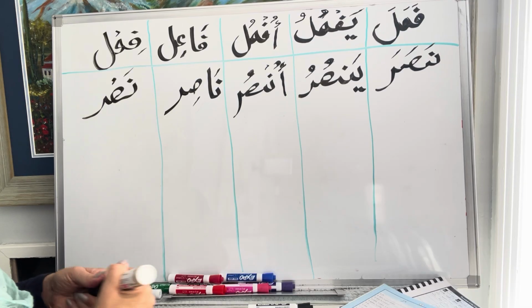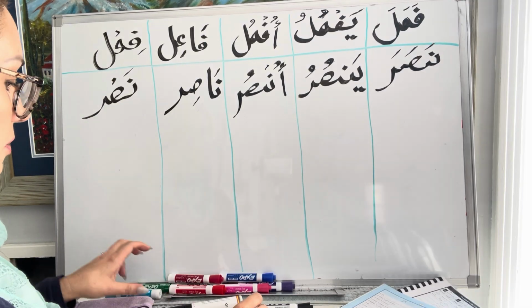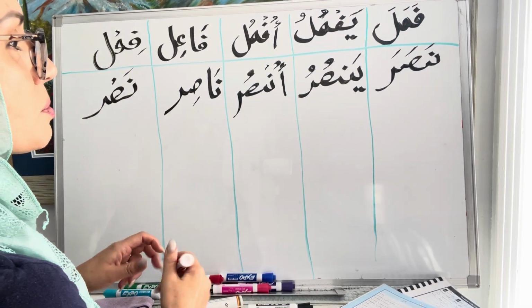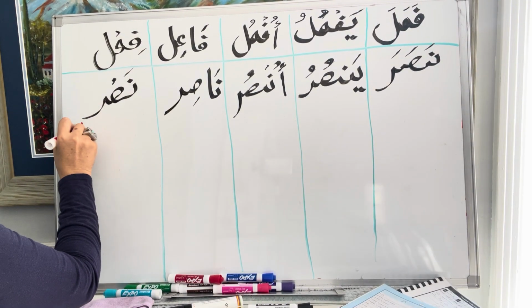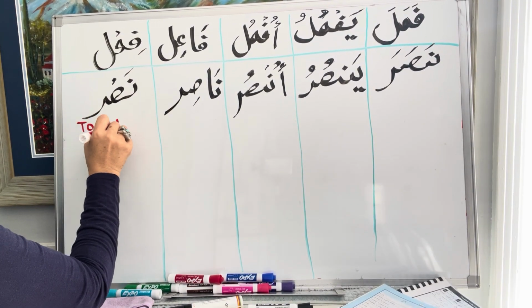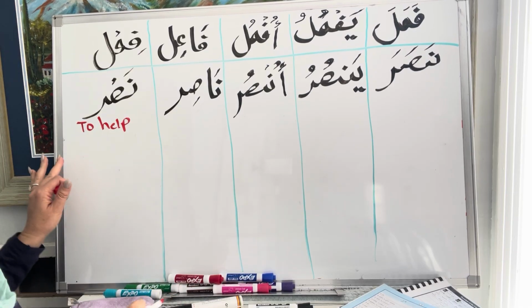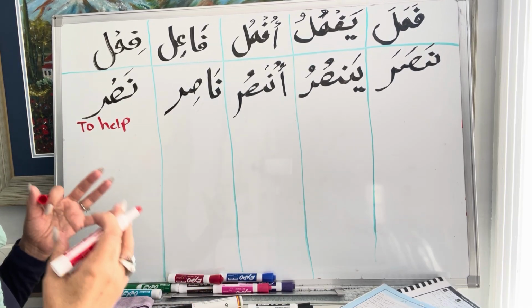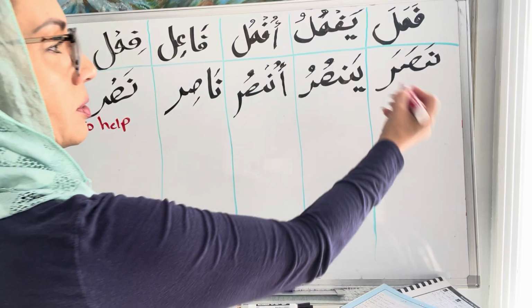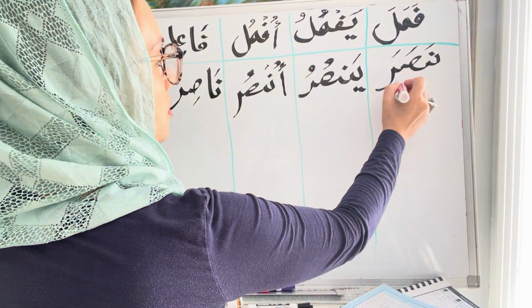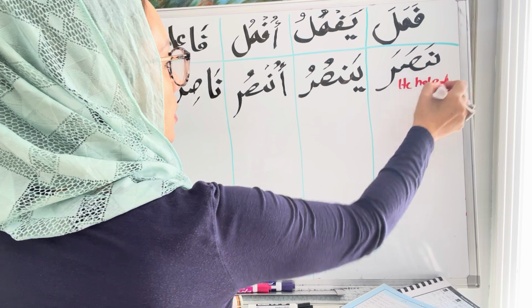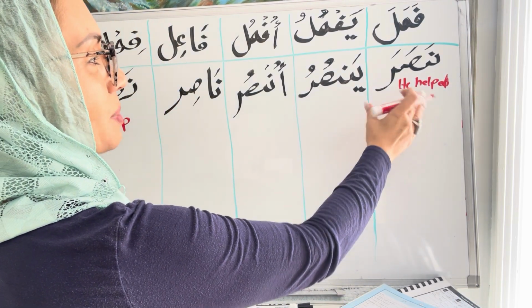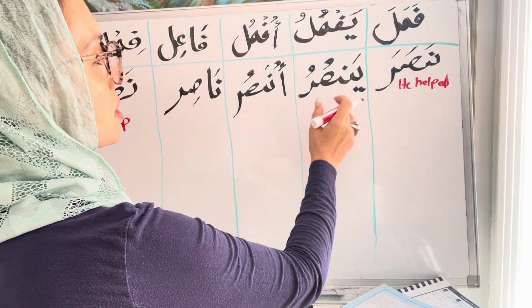Yes, we can see everything. Alhamdulillah. Okay, so let's give the meaning. What does this mean? Nasara is to help. Now, this is the fi'l, the actual verb, meaning what does it mean to help? So nasara means he helped, because this is the madi, this is past tense. Yansuru, this is mudari.